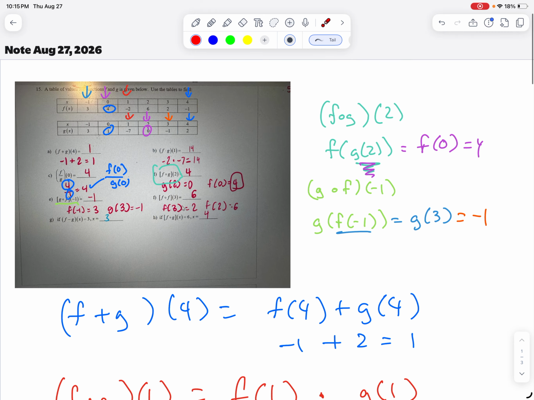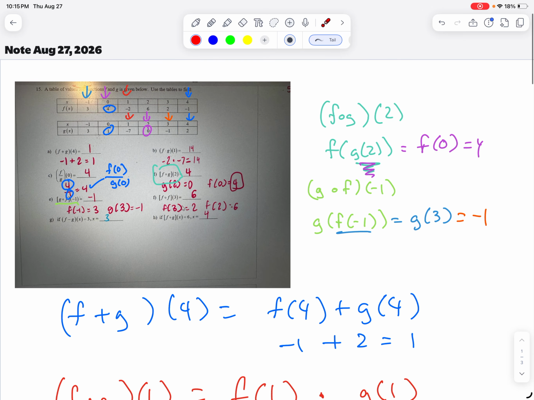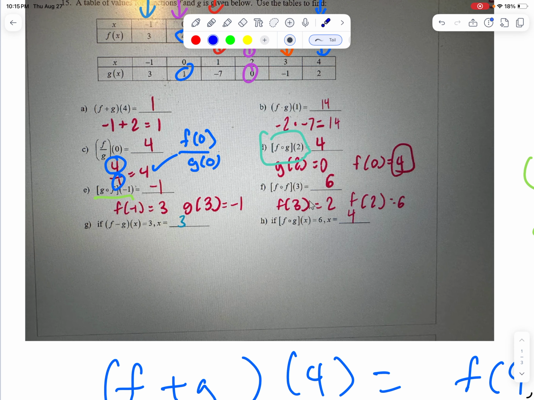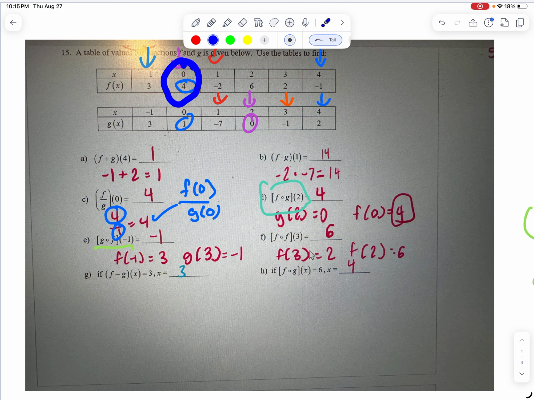Okay. In C, we have, where did I do C? Oh, right, I wrote it right here. Okay. So in C, you can see that it's f over g of 0, which means f of 0 divided by g of 0. And so what that means is you're going to look for where f is 0. F is 0, it's 4. So that's why you have a 4 here. And then you're going to say, well, when is g 0? G is 0, it's 1. And then 4 over 1 is 4.